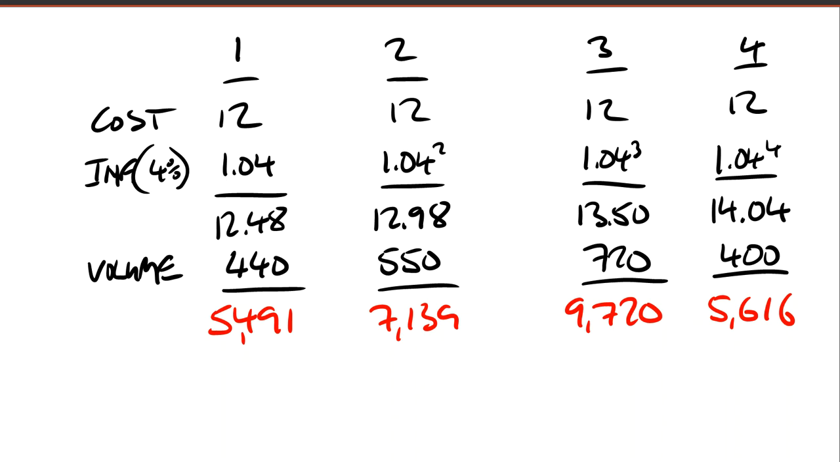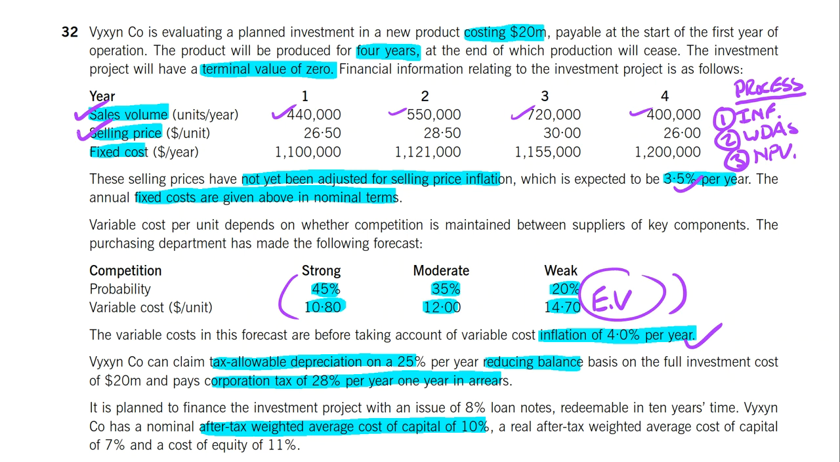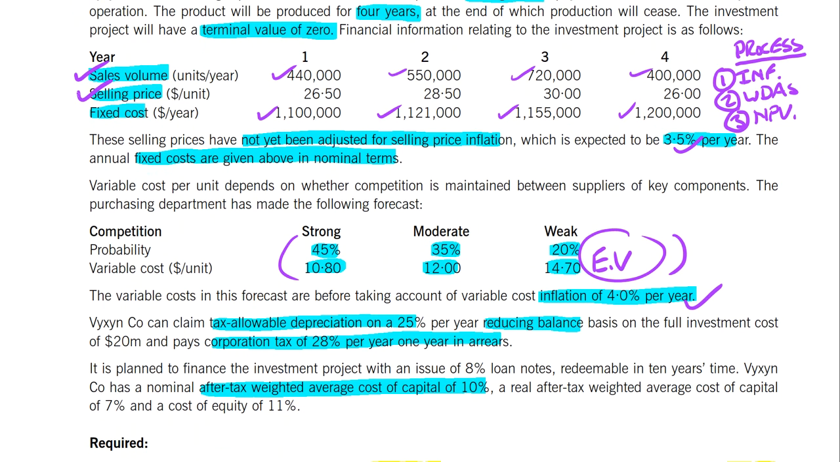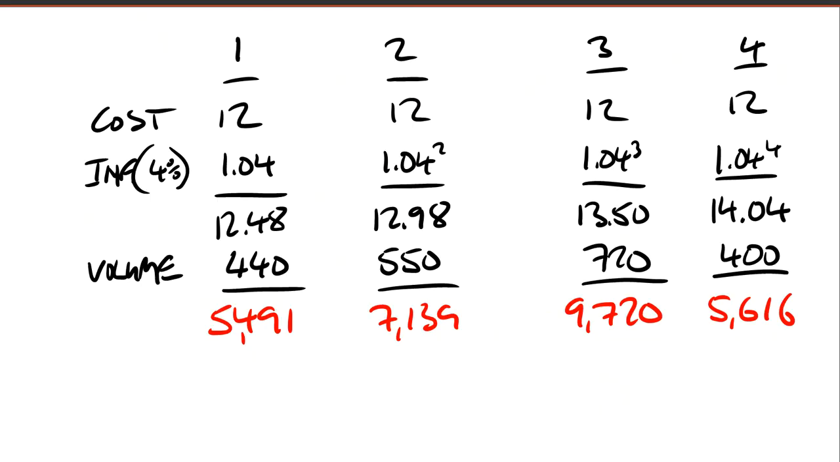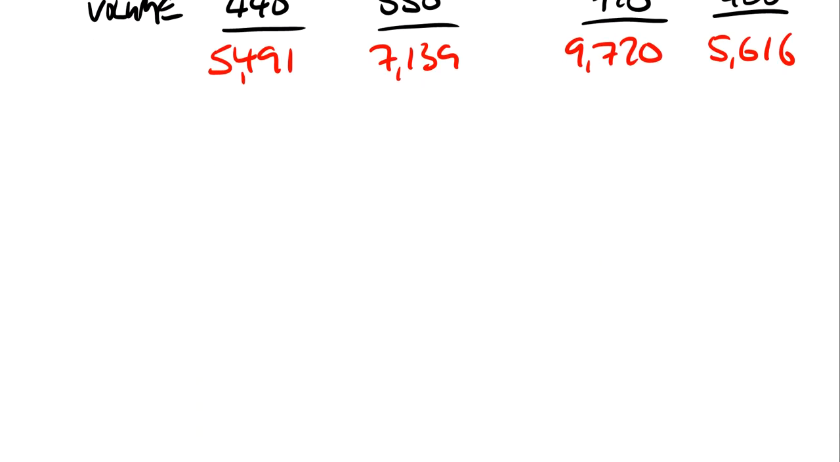The fixed cost, remember, we said was in nominal terms, so we'll just use these figures for the fixed cost in our NPV. So that takes us down to the tax allowable depreciation. So we'll need to deal with that. 25% reducing balance on the 20 million. Corporation tax of 28% in 1 year in arrears, and a terminal value of 0. Remember, we were told up at the top. So bringing that into our written down allowance working.